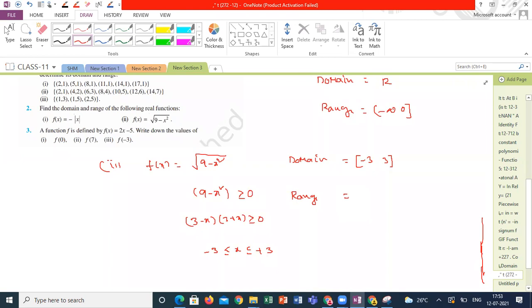So is it the same? Sorry, is it the same, minus 3 to 3? See, if I'm keeping x is equal to 0, what am I getting? F of x is root 9. Root 9 is nothing but plus or minus 3 now. Is root 9 plus or minus 3 or only plus 3? Plus or minus 3.